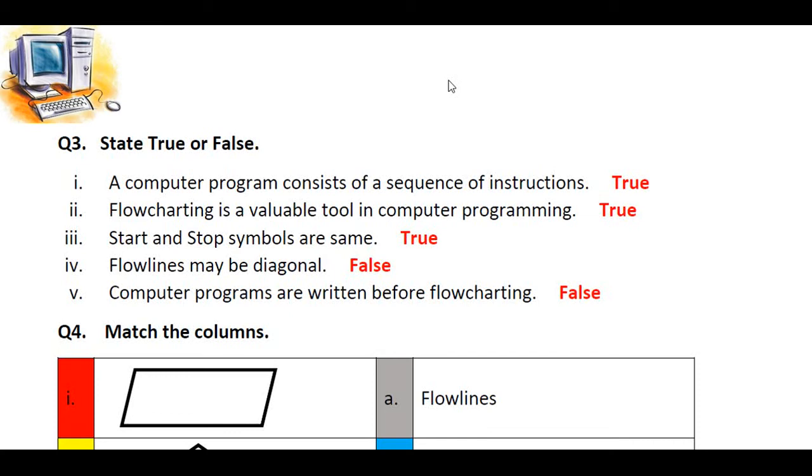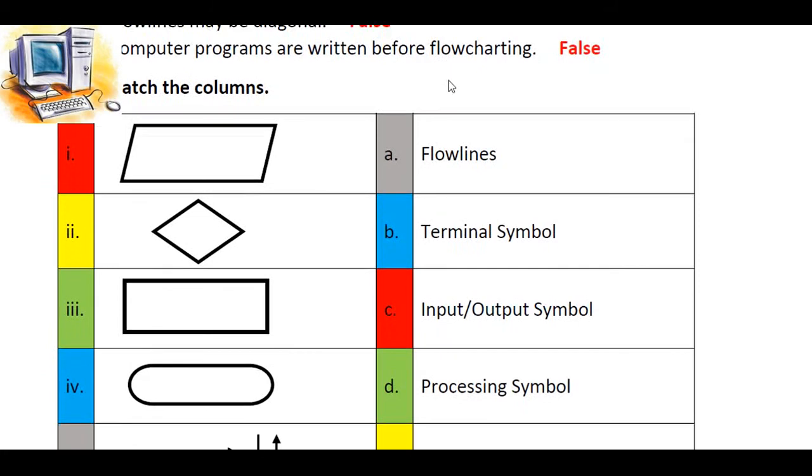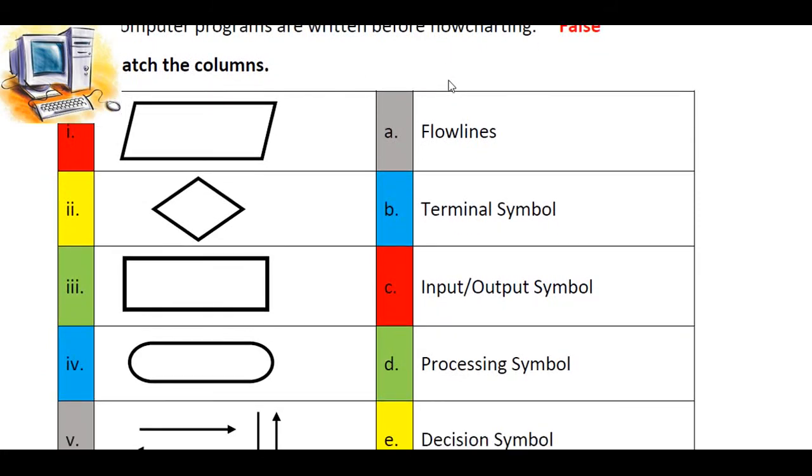Fifth one, computer programs are written before flowcharting, that is also false because computer programs are written after building the flowcharts. So it is false. Fourth question is match the columns. The first one is a parallelogram, so it represents the input and output.